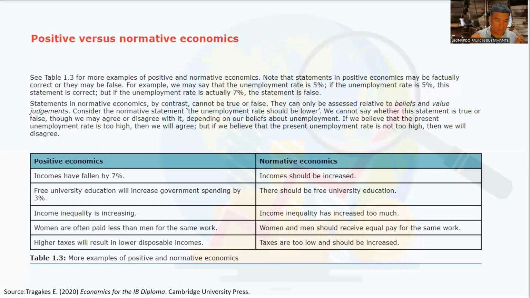So bear in mind, please, that in positive economics, these statements can be true or false. On the other hand, in normative economics, these statements are statements that you can agree or disagree with, or perhaps agree with to some extent.